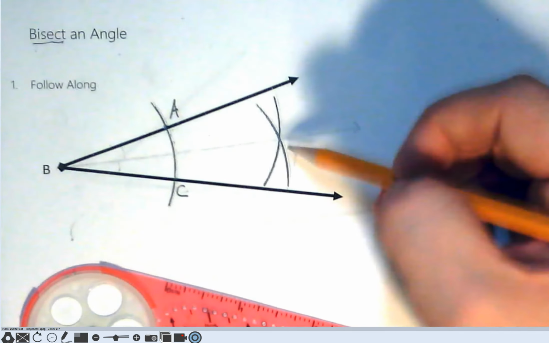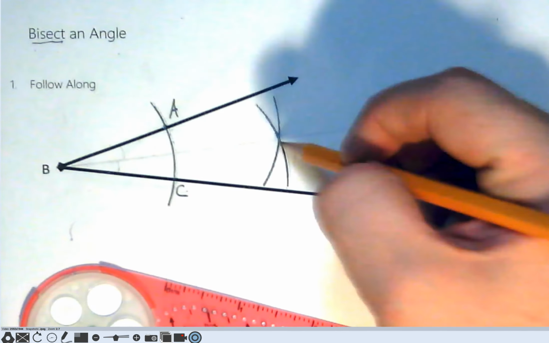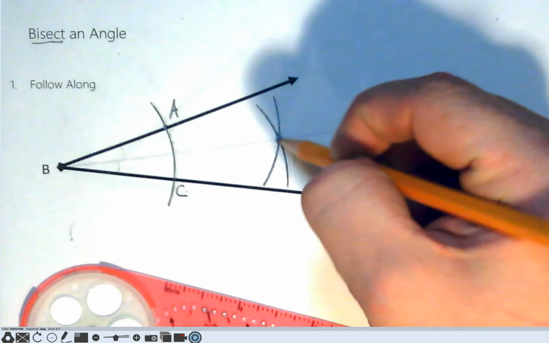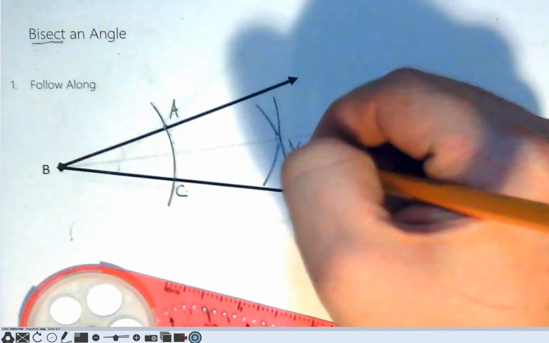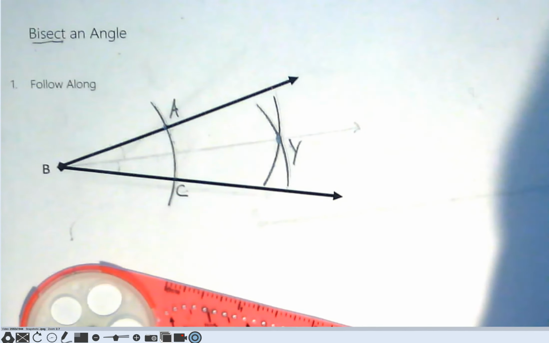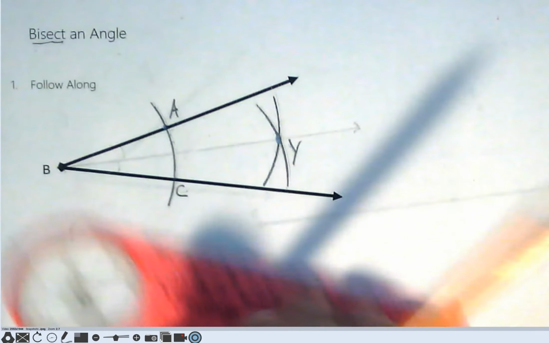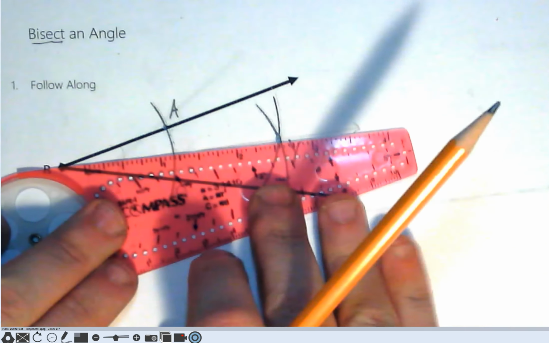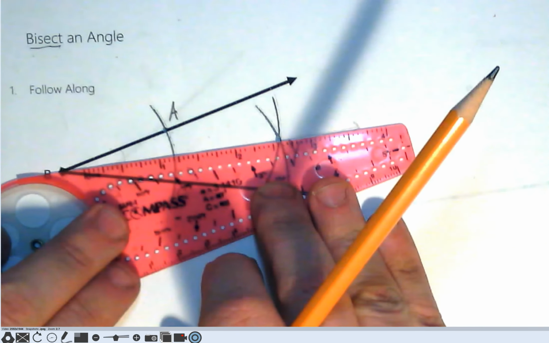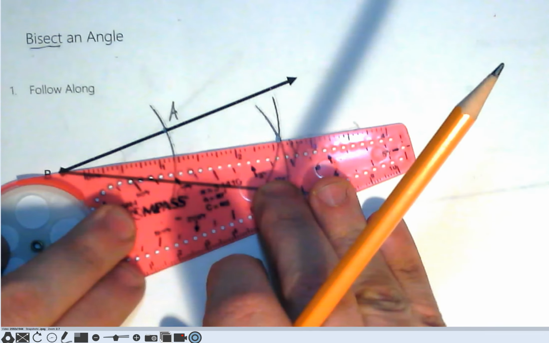So now what I've got is two arcs inside of the angle, and those two arcs intersect at this point. We can go ahead and call that point Y. Now with this point of intersection and the vertex of the angle, B, I can take those two points and connect them up, and that's going to bisect the angle that we have. Let's go ahead and see what that would look like.